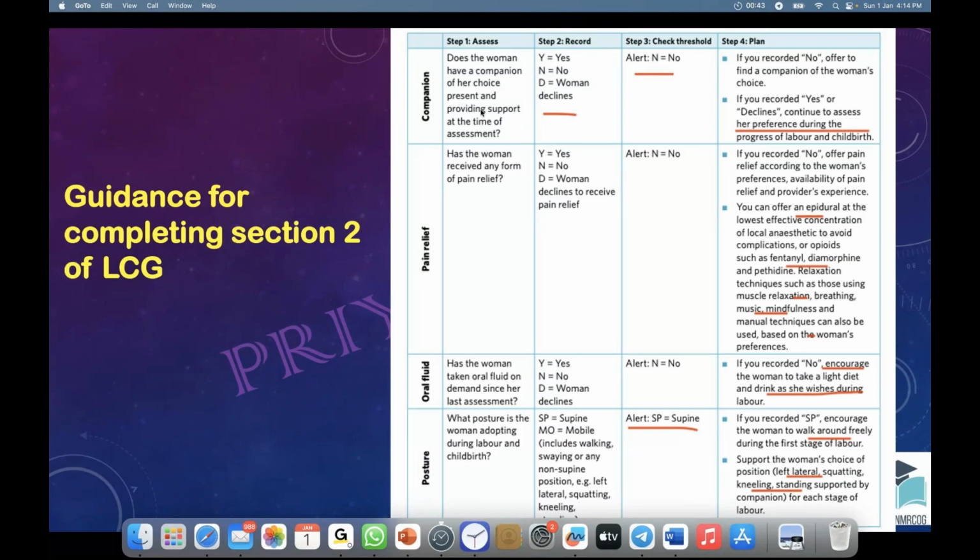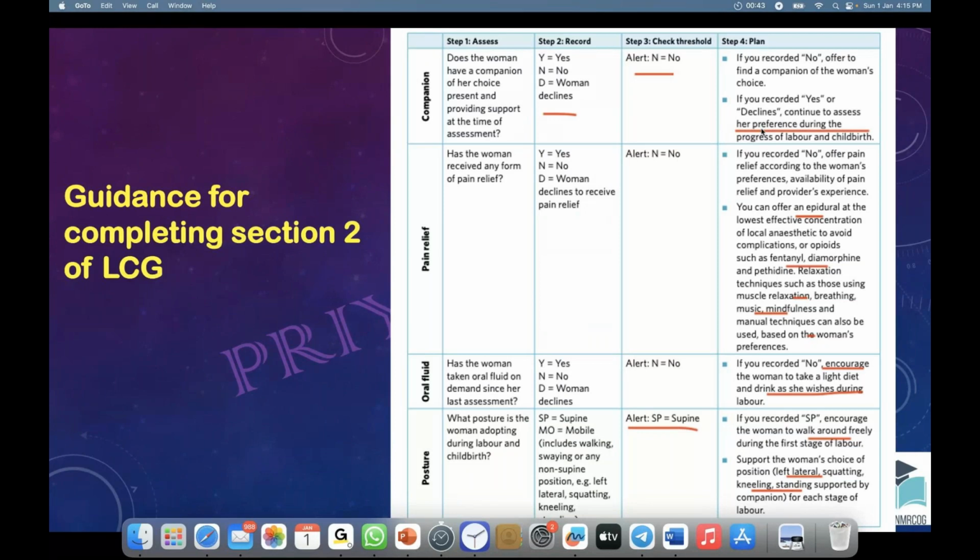Okay. So I was speaking about companionship. So yes, no, and decline. If the patient is saying no, then that will be the alert. For an alert you have to put it in a red line. And if the patient is saying no, then again we have to go and ask the woman about her companion choice. But if she is saying yes or declines, then her preference will be continued. So no is the alert here.